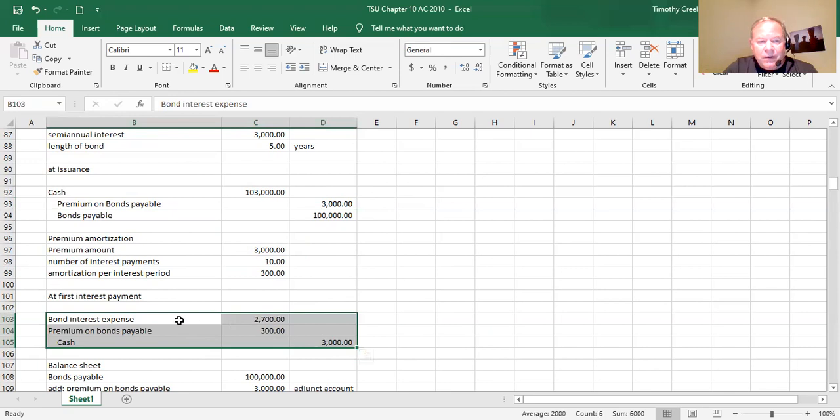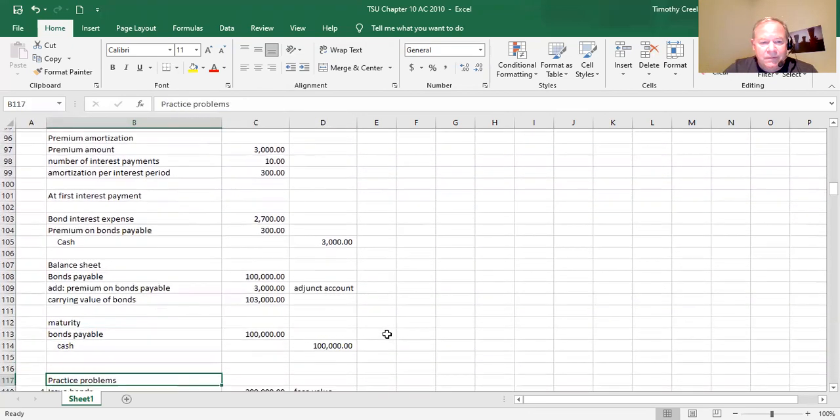So this is how we would handle it. The premium reduces the interest expense that we're recognizing whenever we make an interest payment. Remember, the discount was added to the interest expense.